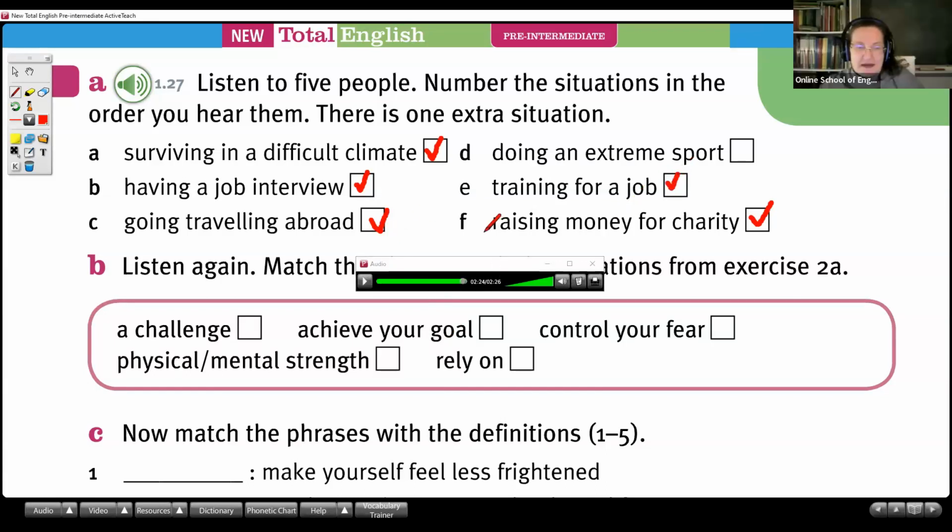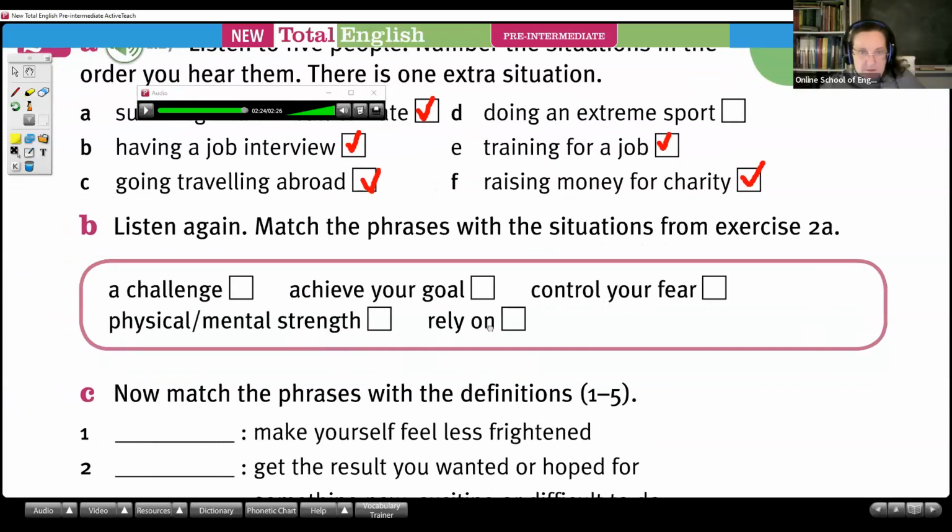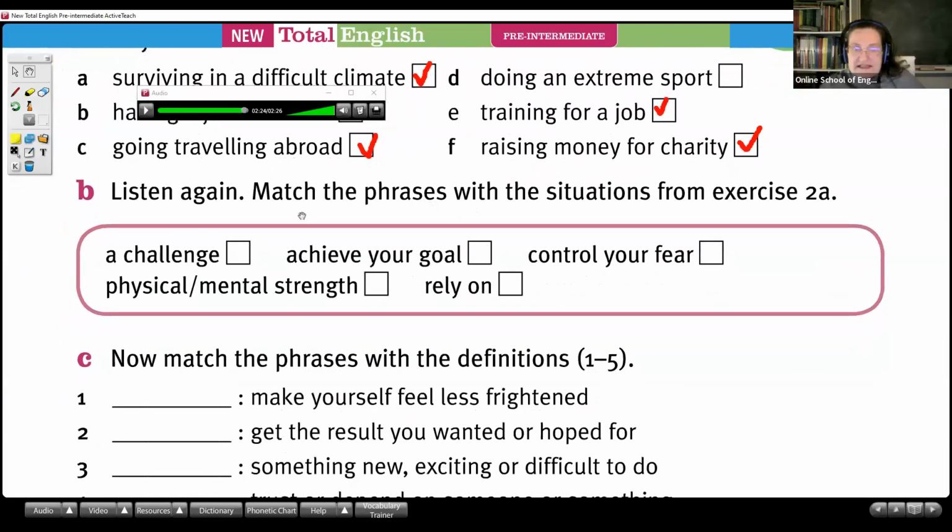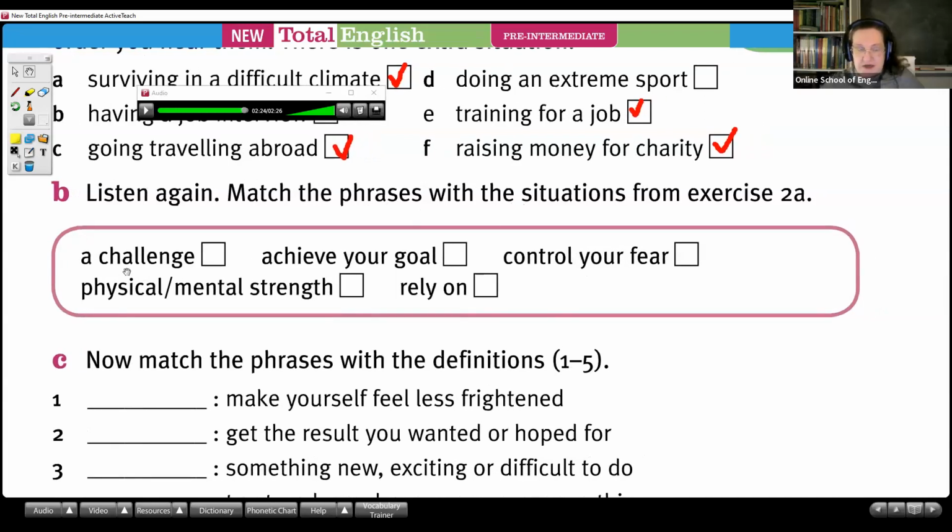Very good. Okay. So now we're going to go a little deeper. Let me switch here. Let me move this. Okay. Now it says, listen again, and you will match the phrases with the situations. So let's look at this new vocabulary. A challenge. What is a challenge?